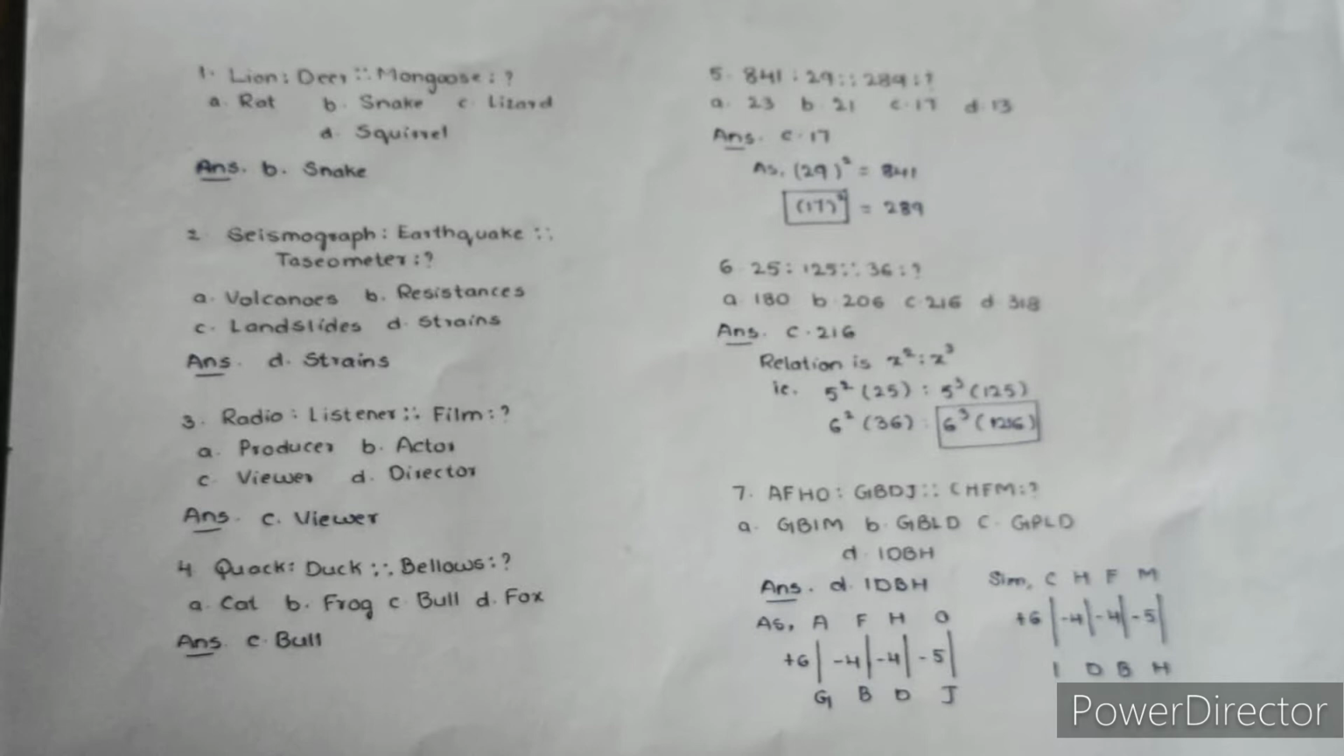So here the next second part will also have the same rule, that is first you have to add 6 to C, and you have to subtract 4 from H, and the third term you have to subtract 4, and for the fourth one you have to subtract 5. So if you add 6 to C, you will get I, and for H if you subtract 4, you get D, and from F if you subtract 4, you get B, and from N if you subtract 5, you get H. So the answer is IDBH, which is option number D.